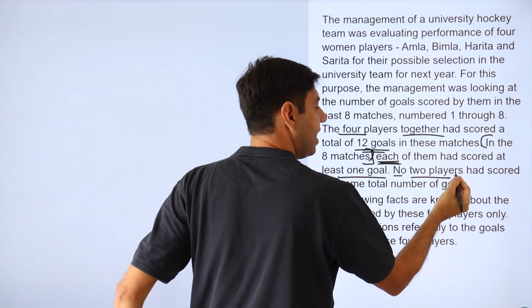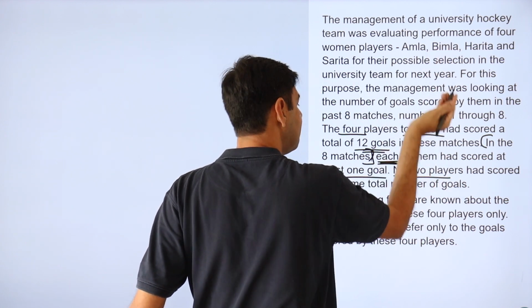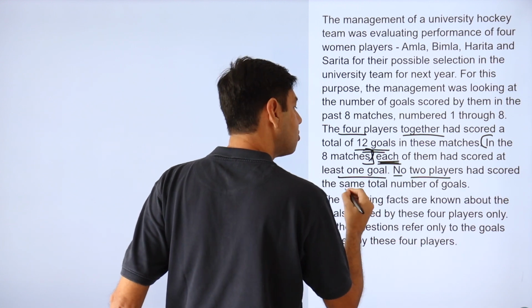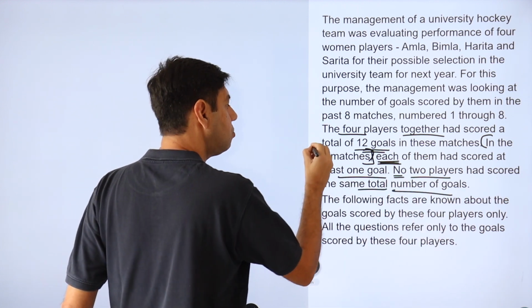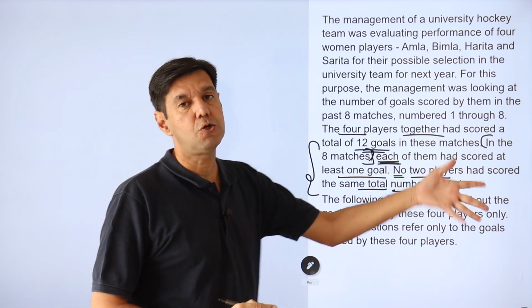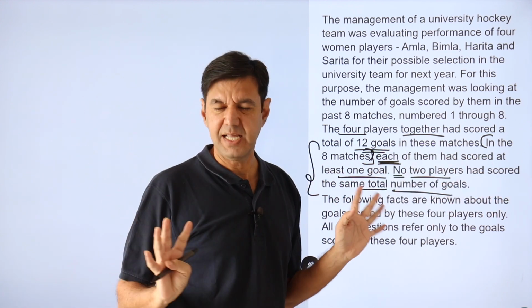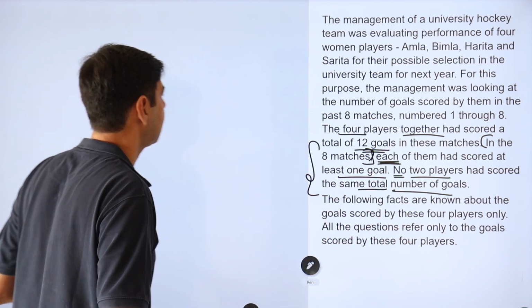Further, no 2 players, again we are talking about comparison between them, Amla and Bimla, Amla and Harita, Amla and Sarita and so on, had scored the same total number of goals. Now students, you would have to analyze this data. You cannot just gloss over it, thinking okay, I understood they are different. That is enough for a very silly question, but this is CAT, right?